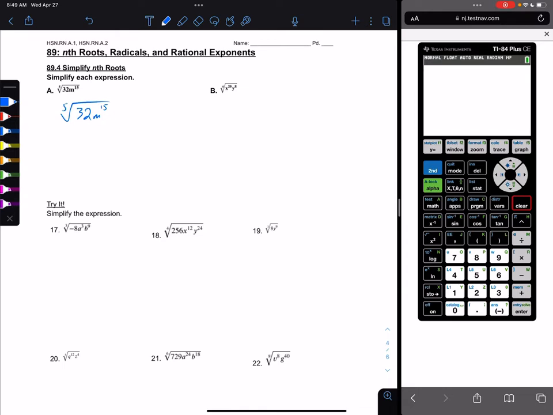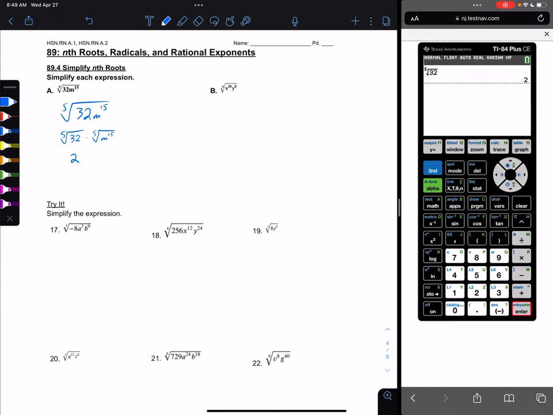So what I am able to do is I can separate this into the fifth root of 32 times the fifth root of m to the 15. Now, do I have to do that? No, but I can, so I'm going to in this case. We talked about the fifth root of 32 in a previous problem, but if we go to math, option 5, and we take the fifth root of 32, we get 2. So let's just make that a 2 and be done with it.